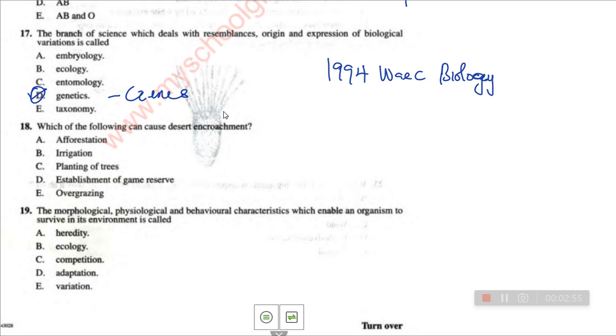We're going to number 18. Which of the following can cause desert encroachment? What is desert encroachment? It's the process whereby a normal land which is fertile and has a lot of water now becomes like a desert. A desert is a place that has absence or little water. Now what causes desert encroachment? You need to firstly think about that. When there is desert encroachment, you are going to notice that there will be absence of leaves. The major thing that causes desert encroachment is when the soil is exposed to direct sunlight.